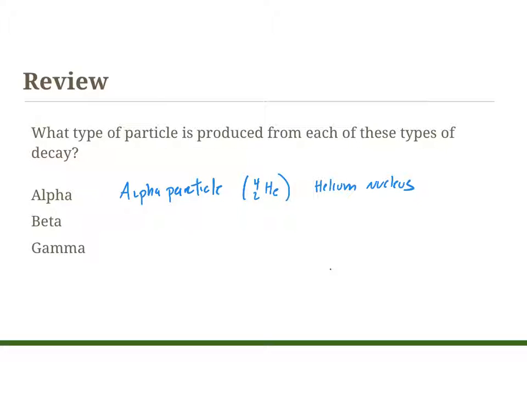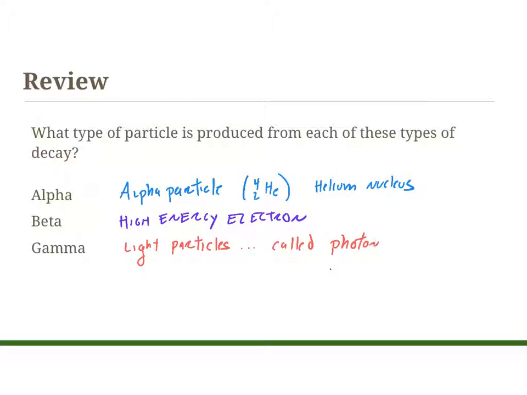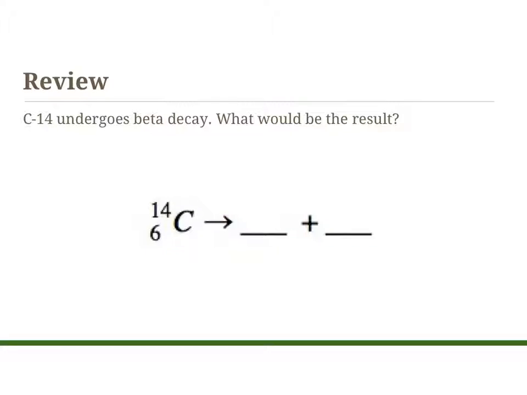The second one that we discussed yesterday was beta, and the particle produced is a high energy electron. Okay, so that's a high energy electron that is emitted or released from the unstable atom, and then the gamma was produced light particles that we called photons. So that's a little review from yesterday.